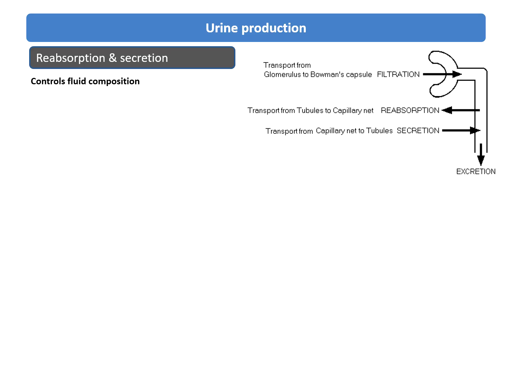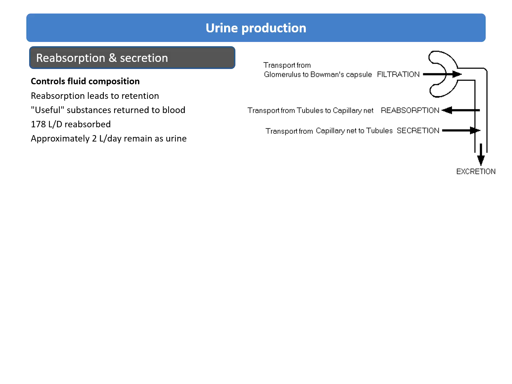Reabsorption controls fluid composition. It leads to retention. Useful substances are returned to the blood. Roughly 178 liters per day is reabsorbed. That leaves roughly 2 liters a day to remain in the tubules and be excreted as urine. It's a bit less than that. Secretion adds additional substances to the filtrate. This includes penicillin, potassium ions, ammonia.